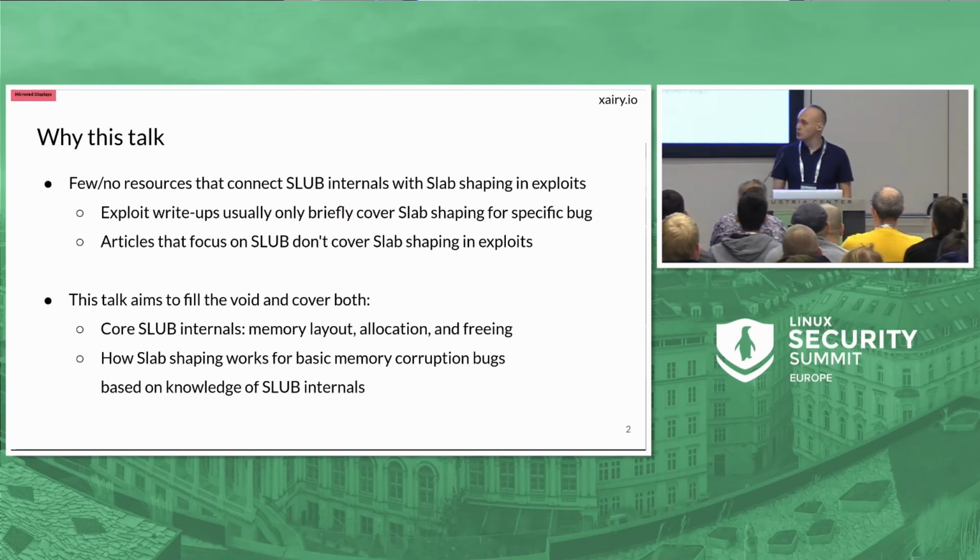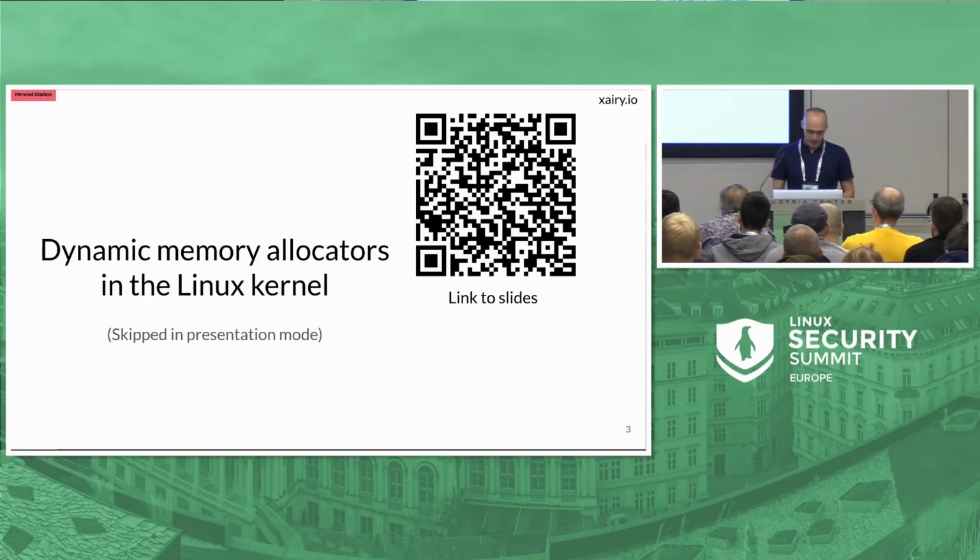So what I wanted to do is cover the gap that we have and both explain the basic internals of the allocator and then, based on those internals, explain why common strategies of slab shaping work in exploits. There is a bit of a problem with this talk, as technically I need 2 hours to go through all the slides. But what we're going to do is, first of all, I'm going to skip some of the introduction chapters that I have.